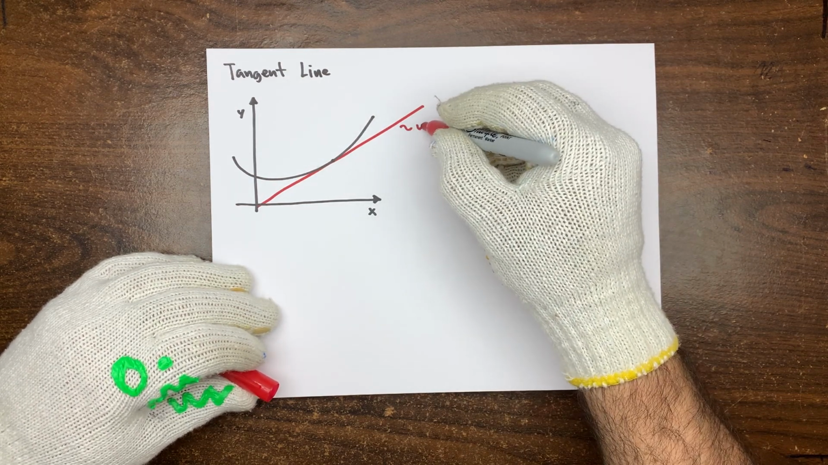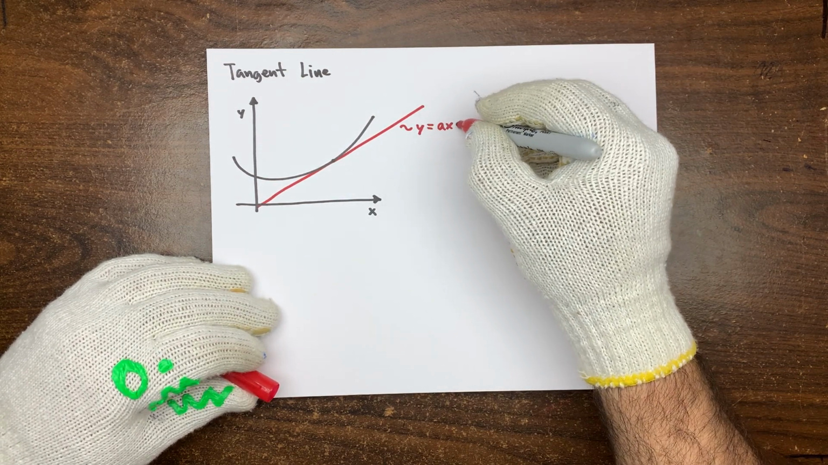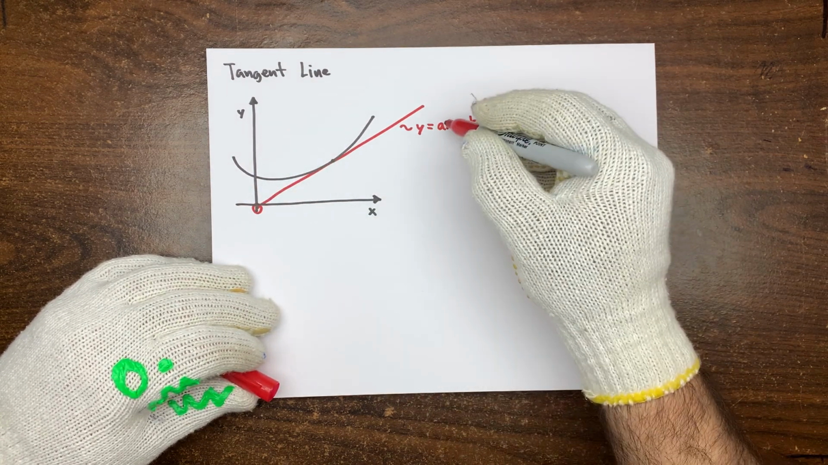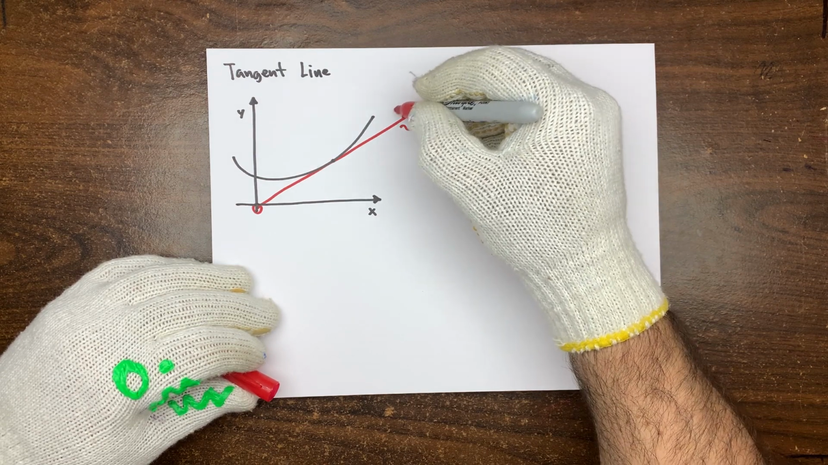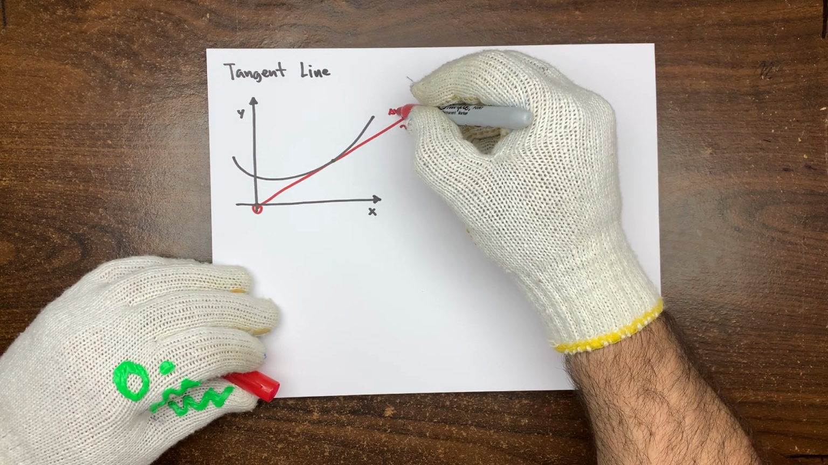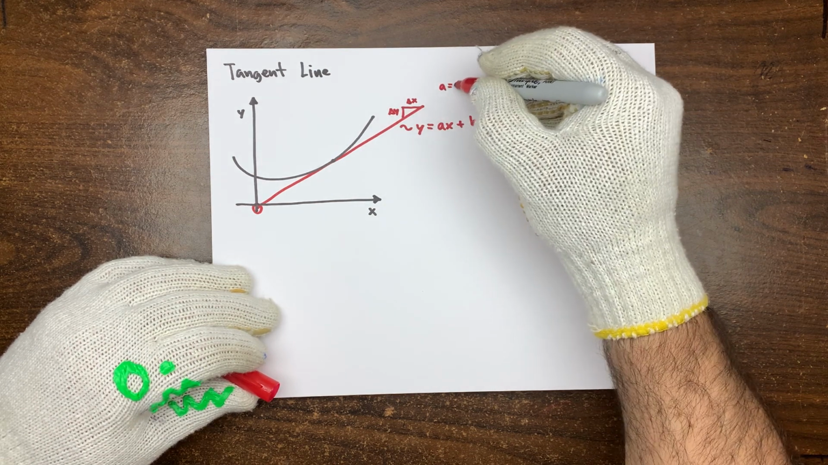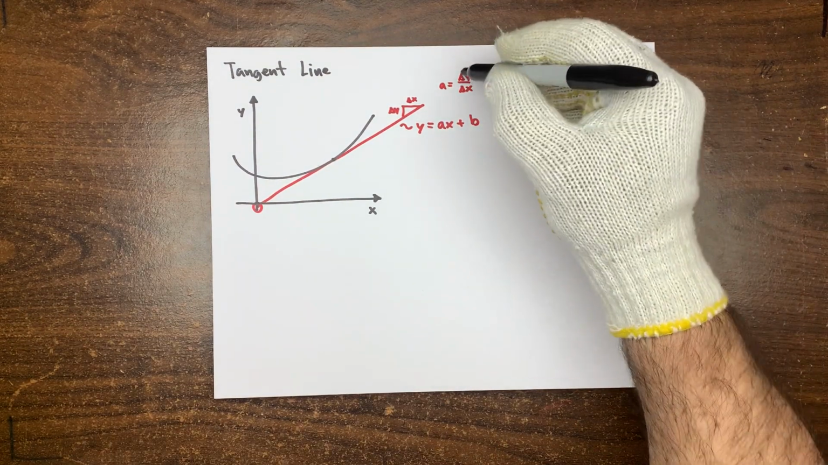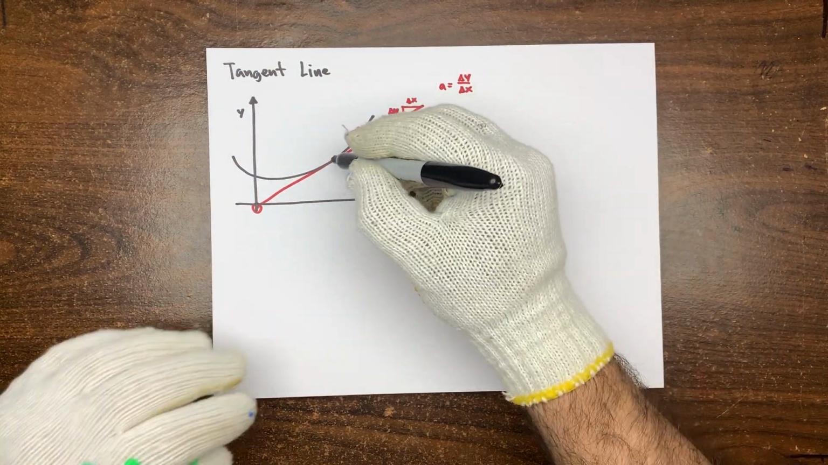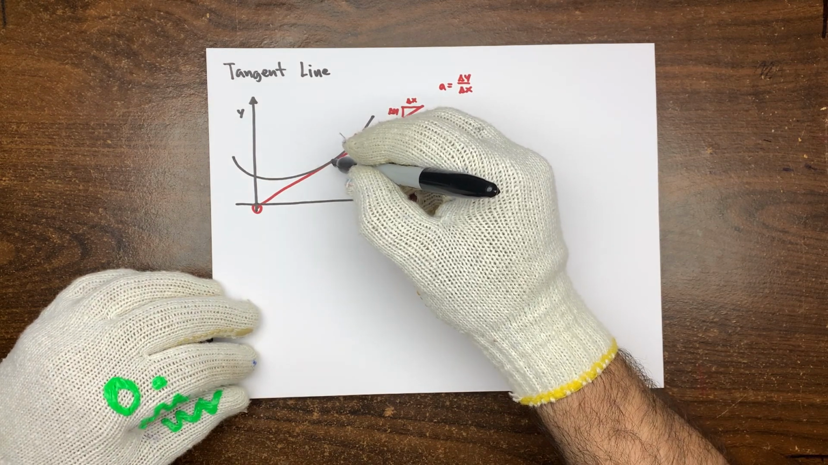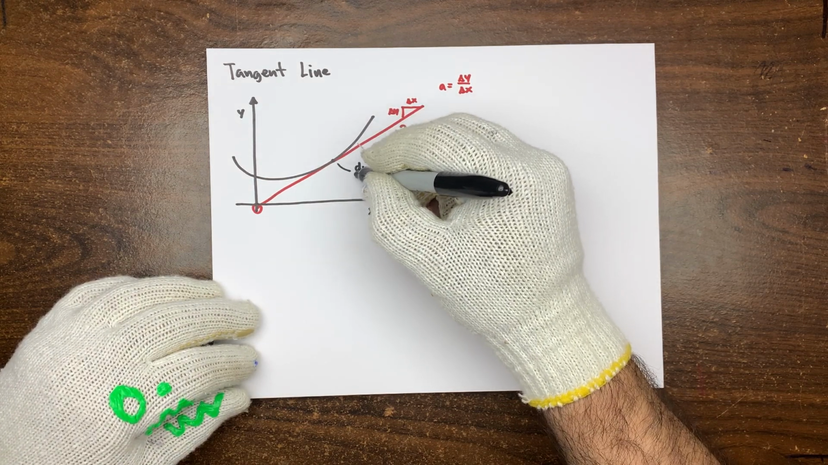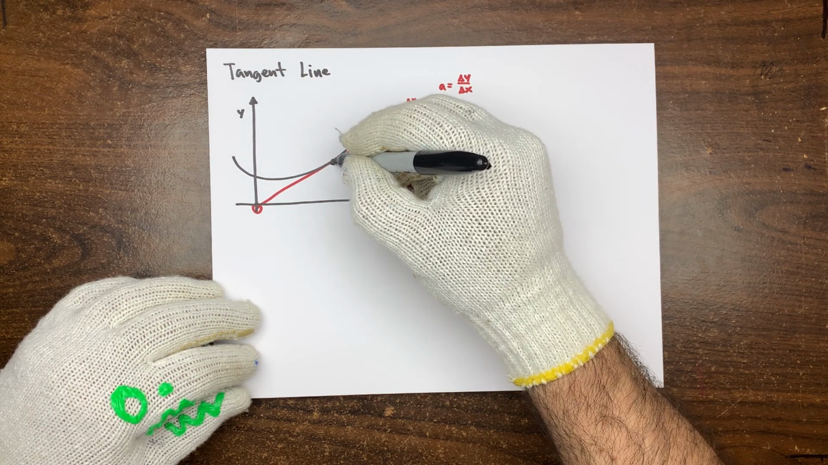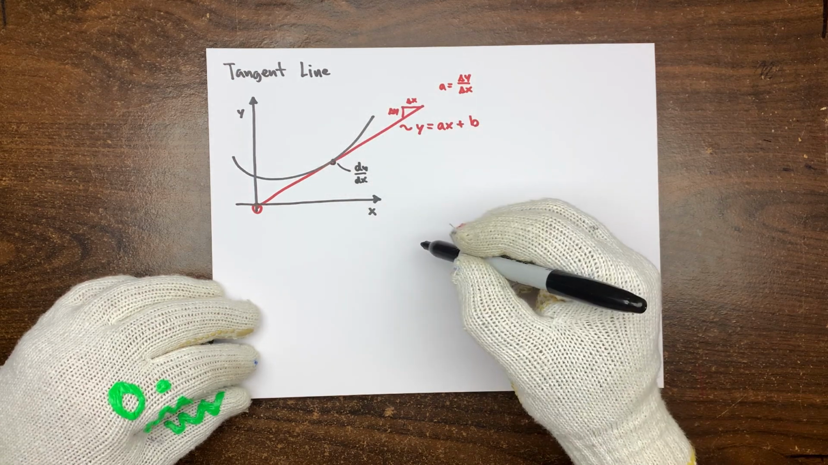Now we know the equation of a line is y equals ax plus b, where b is its intercept and a is the slope, rise over run, right? It's delta y over delta x. A is equal to delta y over delta x. So how are we going to get delta y over delta x of this function? Well, we want it right at this point. And to get it right at this point, that's going to be dy by dx. That's an infinitesimally small distance in the x direction and an infinitesimally small distance in the y direction. And it gives us our slope.